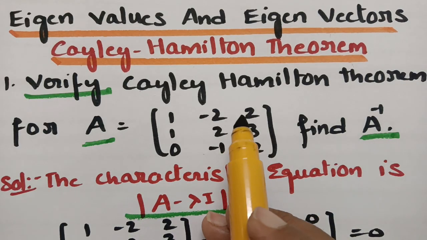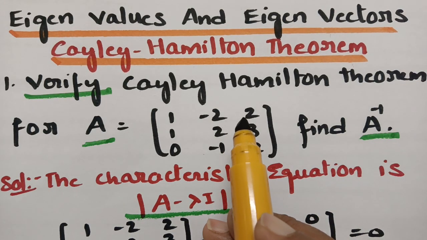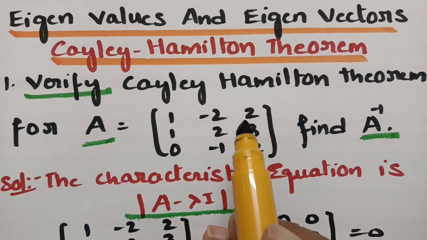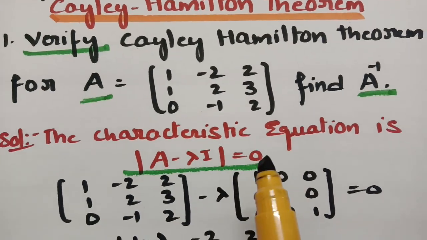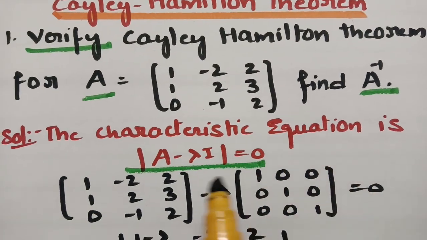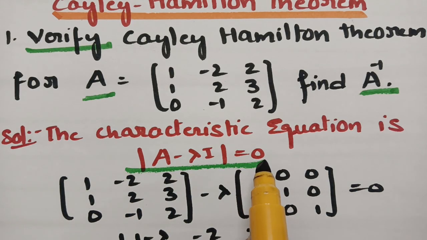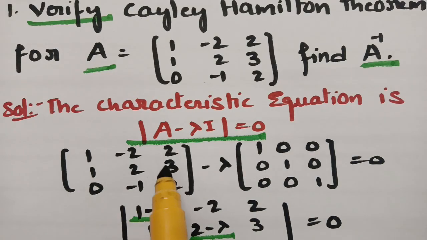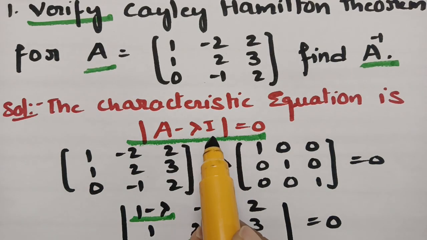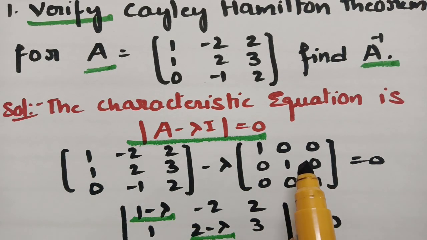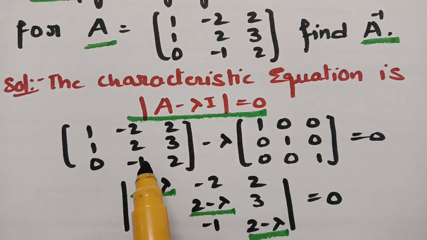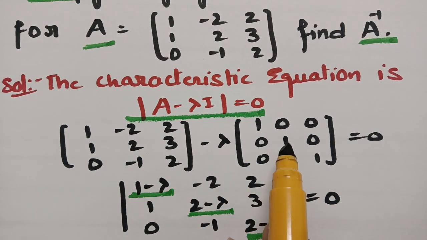So what is this Cayley-Hamilton theorem? The statement states that every square matrix satisfies its characteristic equation. So what is this characteristic equation? In the solution, the characteristic equation is nothing but modulus of A minus lambda I is equal to 0. A is the given matrix minus lambda times I, where I is the identity matrix. So we have to subtract A minus lambda I.